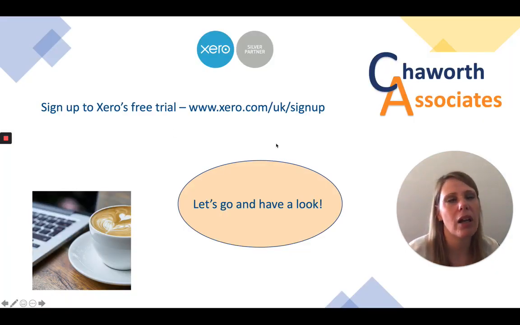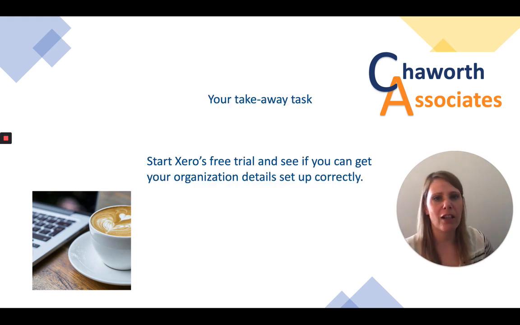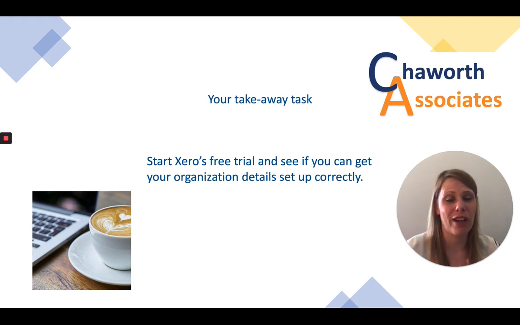So have a go, have a try, sign up to Xero. Your takeaway task for this week is to start Xero's free trial and see if you can get your organisation details set up correctly, including your financial year end. You can have a financial year end of the 5th of April, which is a lot of self-employed people's tax year end, and most businesses trade to that if you're self-employed. So by all means, have a go at that.